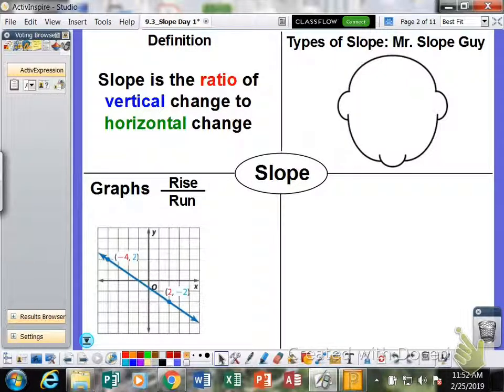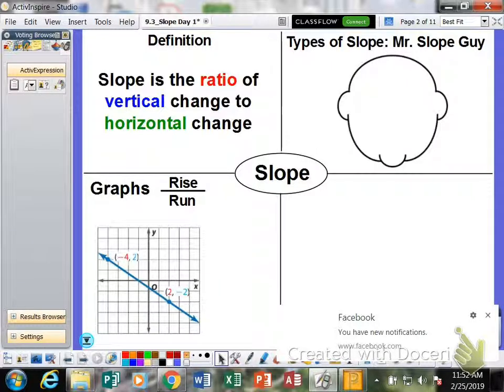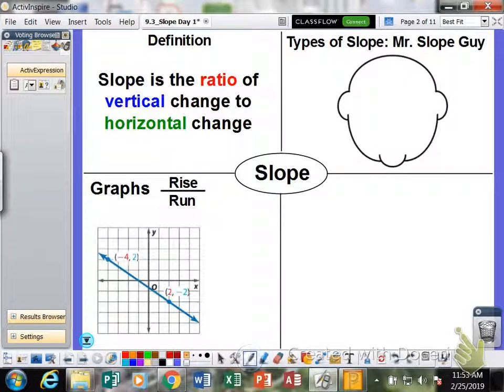So if you notice, I know in our classroom we have Mr. Slope Guy, but I want to kind of explain him here a little bit. So Mr. Slope Guy gives us the types of slope. So if our graph was going upwards and to the right, our rate of change or our slope is positive. Okay? If our graph is going downwards and to the right, our rate of change is negative, as is our slope.